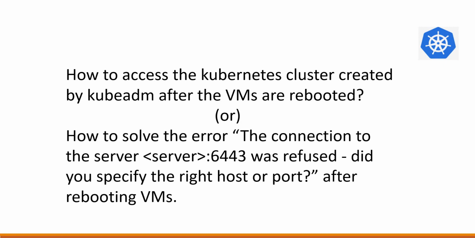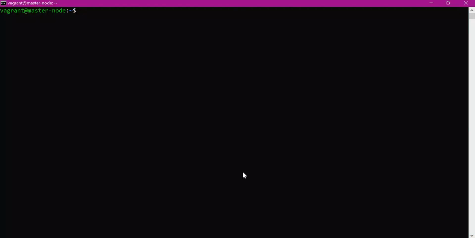Sometimes we cannot access the working Kubernetes cluster which was created by kubeadm after rebooting the VMs. So that is the problem we are going to see, and we'll try to solve it. Let us start. So here I had a working cluster with 3 nodes, 1 control plane node and 2 worker nodes. When the cluster was working fine, I restarted the machines.